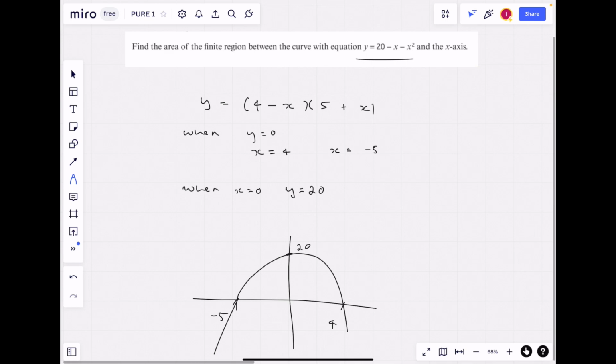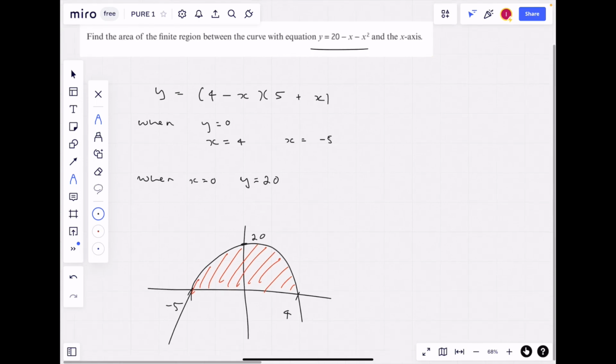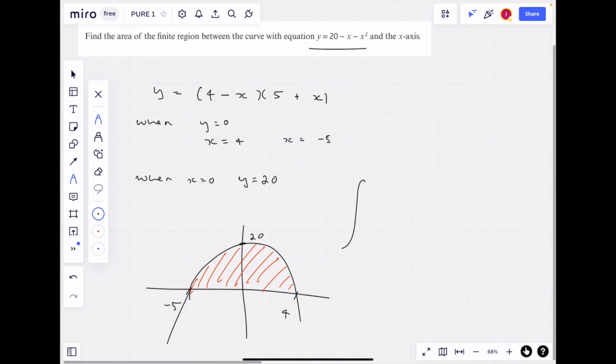Now it says, find the area of the finite region between the curve with equation blah blah blah and the x-axis. So what it's asking for is the area of this portion of our graph. What you're going to do is you're going to integrate your function. In this case, it's with respect to x. And you're going to use definite integrals. So you're going to have limits. What are the limits in this case?